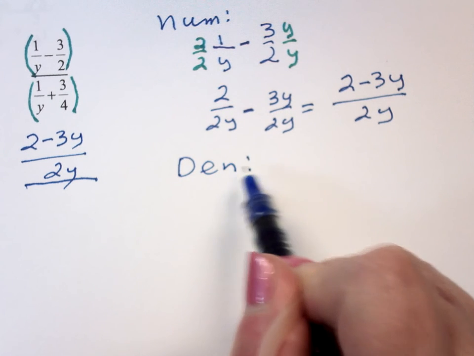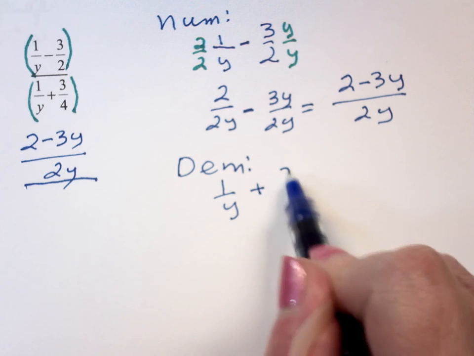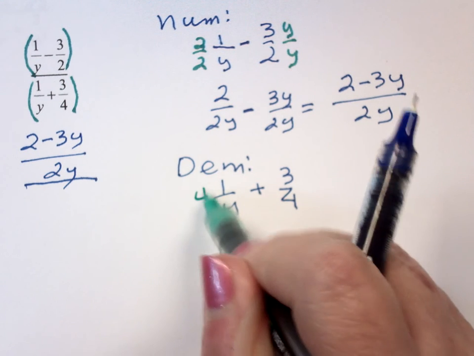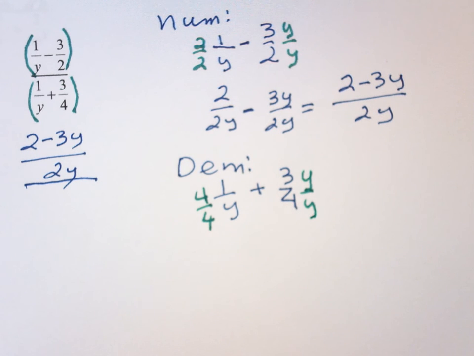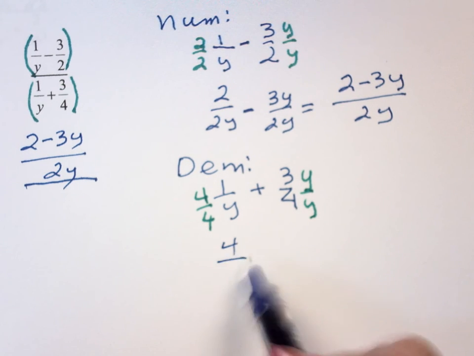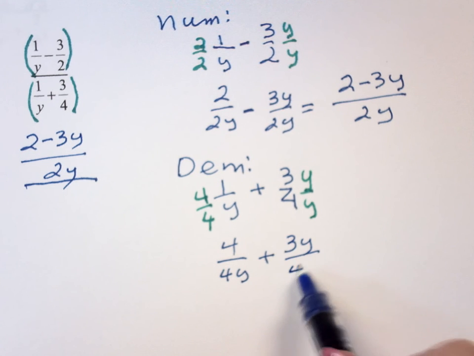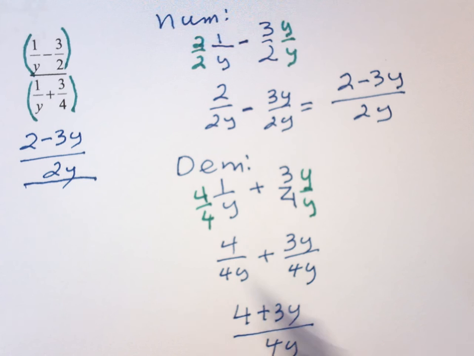Denominator is 1/y plus 3/4. Common denominator is 4y, so 4/4, y/y. I get 4/4y plus 3y/4y is 4 plus 3y/4y. That's my new denominator.